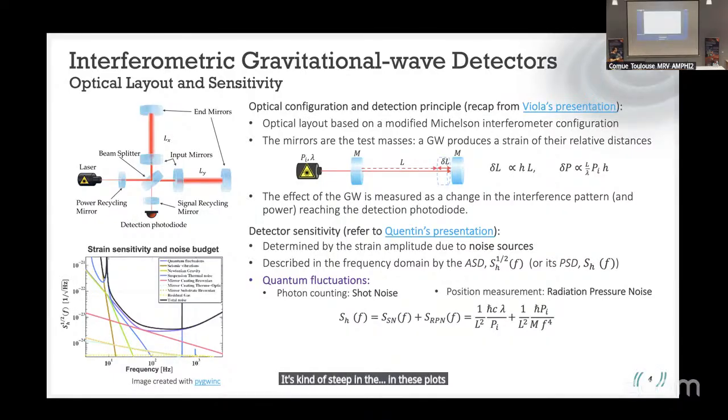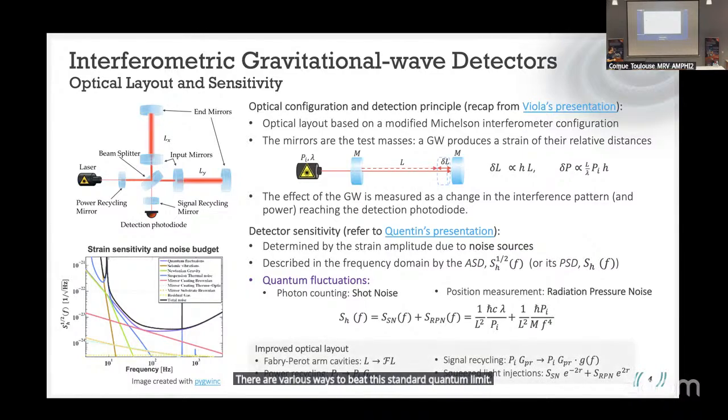There are various ways to beat this standard quantum limit, this quantum mechanical limitation of the detectors. I will just list a few of them and briefly comment on them. The first way is to use Fabry-Perot arm cavities. That is, I recycle the light in the arms, making it bounce back and forth about 100 times. This has the effect of increasing the effective length of the arms by a factor of 100. So not 3 or 4 kilometers, but mostly 400 kilometers.